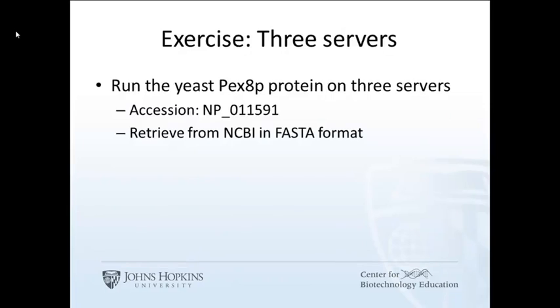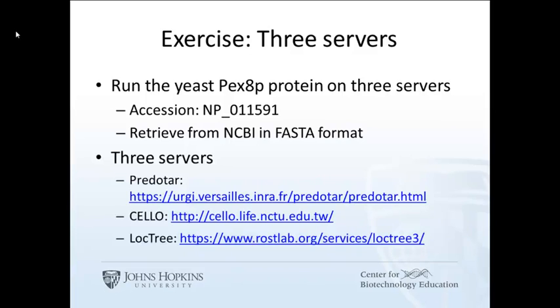Let's do an exercise. First, find the yeast PEX8P protein at NCBI. The accession number is NP_011591. And let's get that protein sequence in FASTA format. Then go to these servers and enter the protein sequence. Make sure it is set for eukaryotic prediction if that is an option. And we'll see what we get from Predator, Cello, and Loketree.